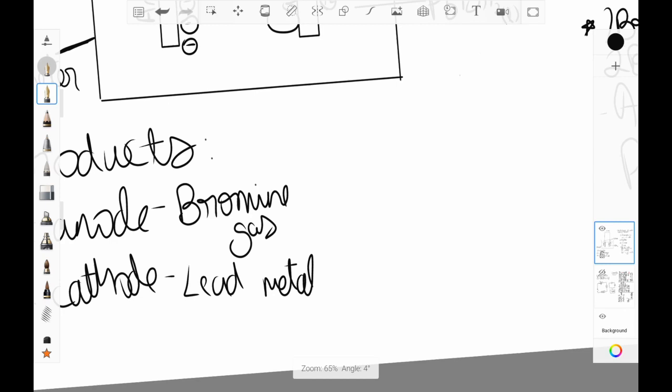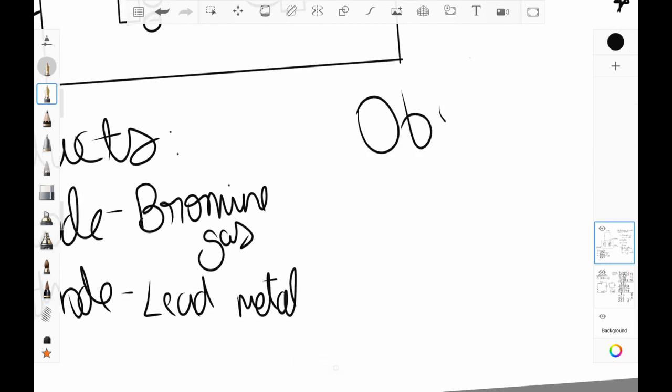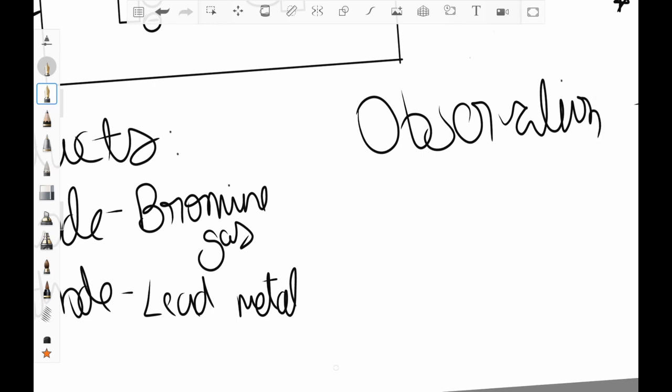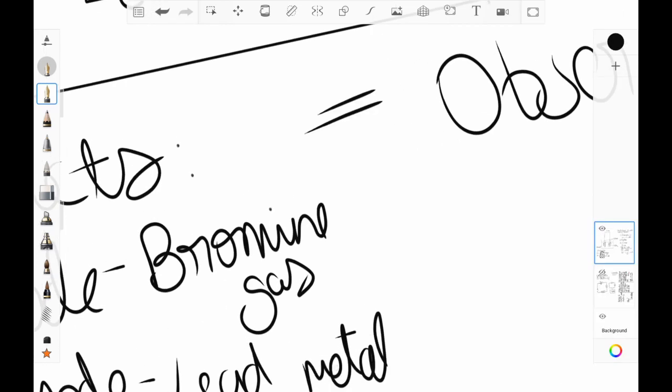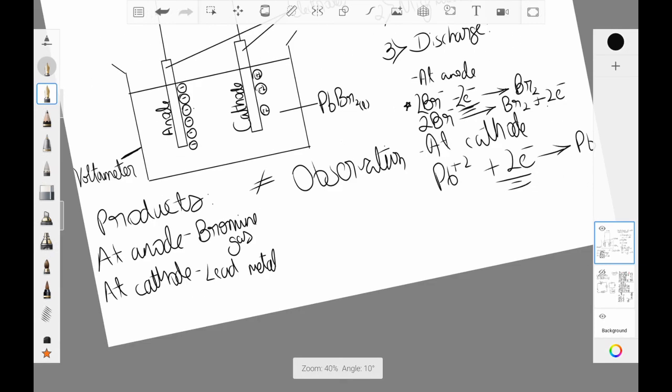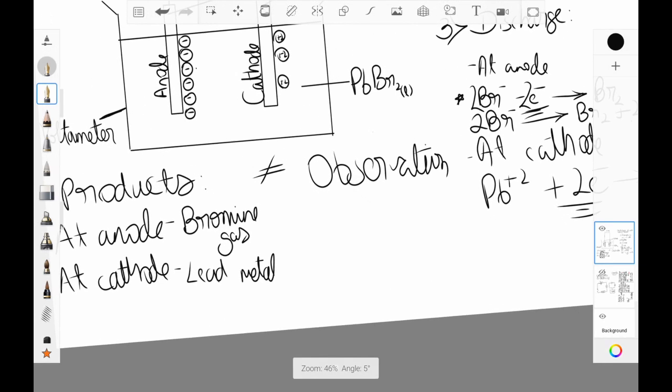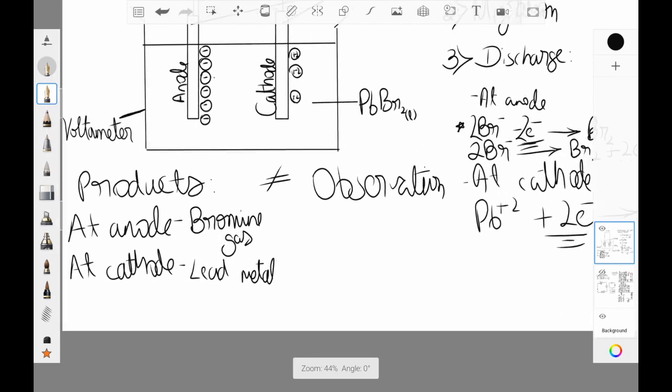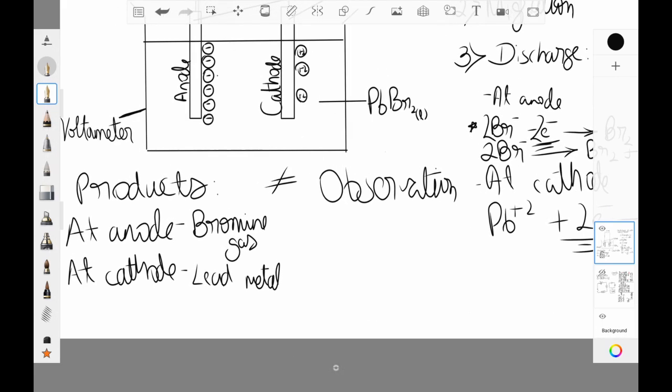That's the products. Now let's look at the observations. There are like 4 or 5 things that I really have to say. Number one, the products and observations are not the same things. The products are the theoretical things that you know are going to form based on your half equations and working out and things like that. Observations are just what you see.